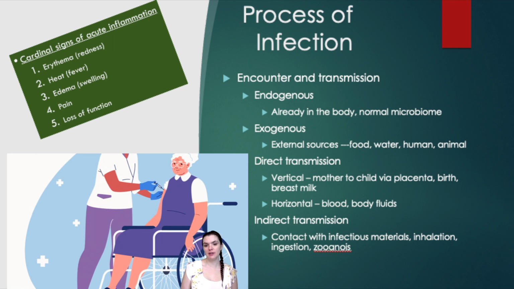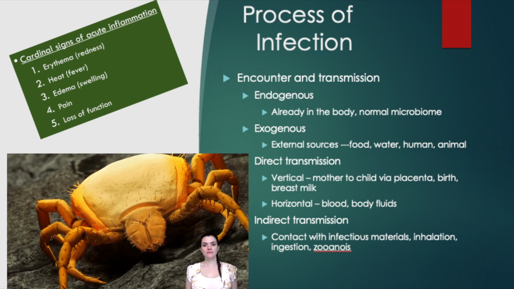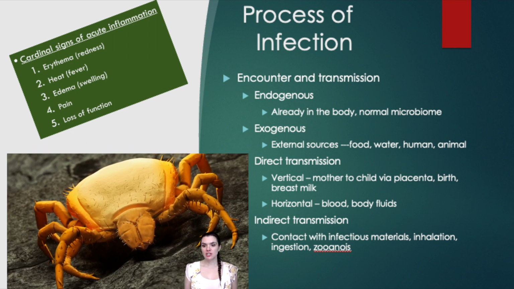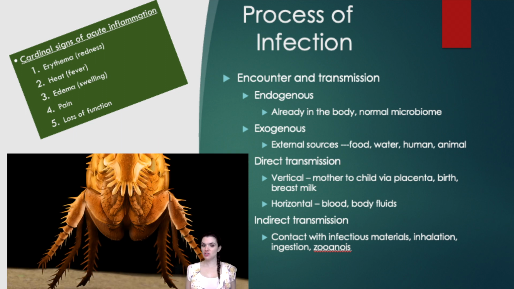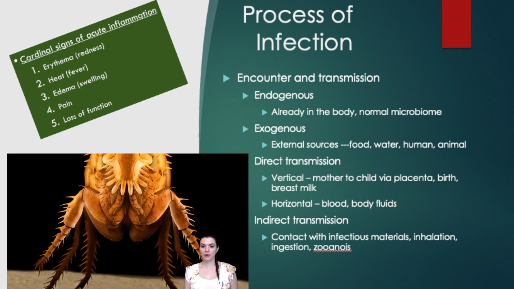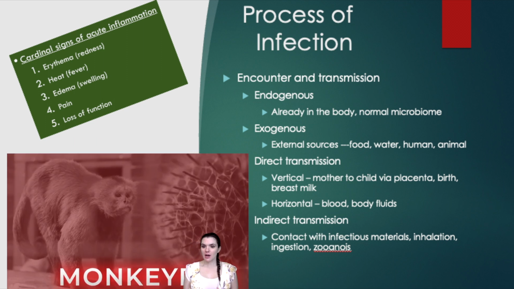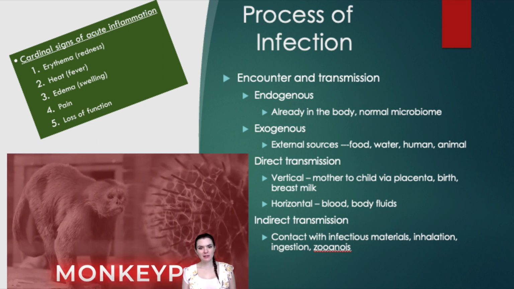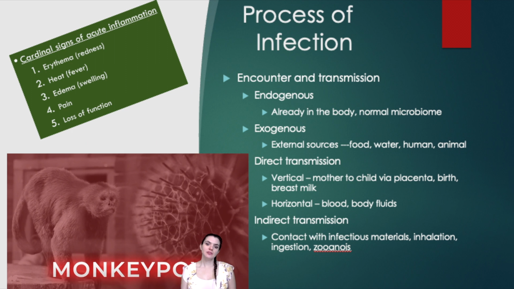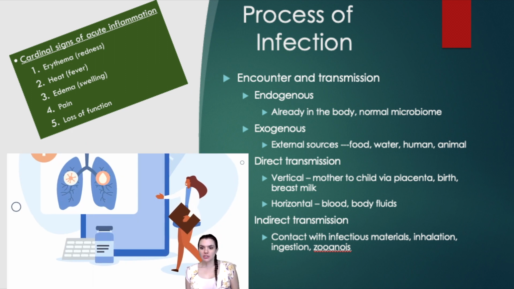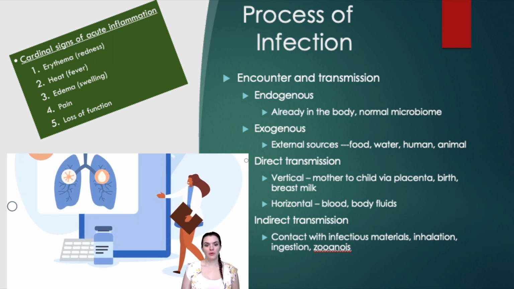Indirect transmission involves the contact with infectious material, inhalation of airborne pathogens, ingestion of pathogens in water or food, or via zoonosis, contact with animal vectors, typically via animal bites. These include things like malaria, botulism, measles, and food poisoning.